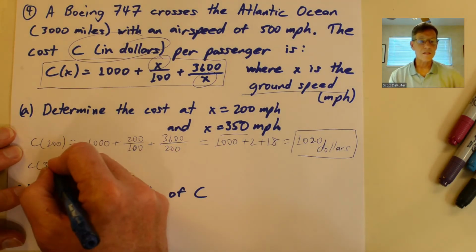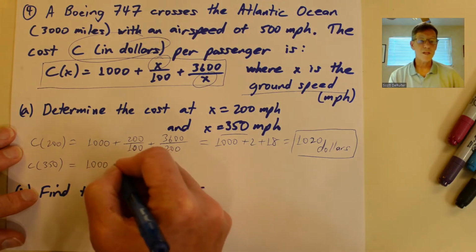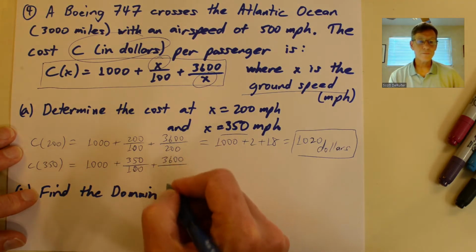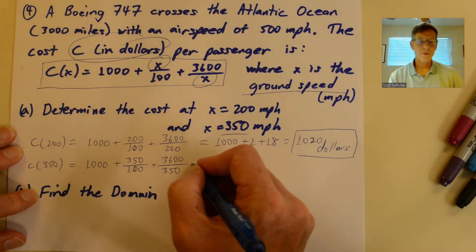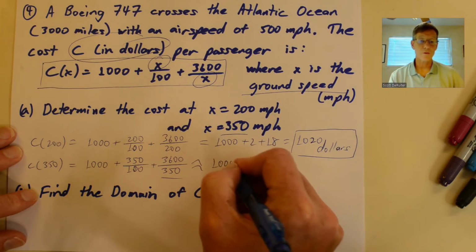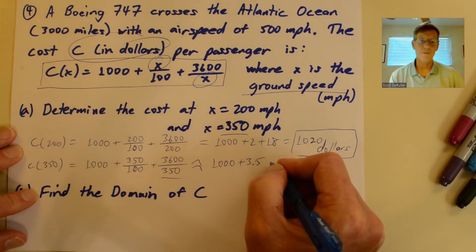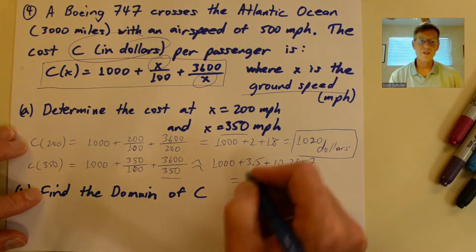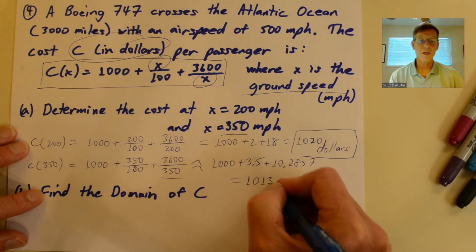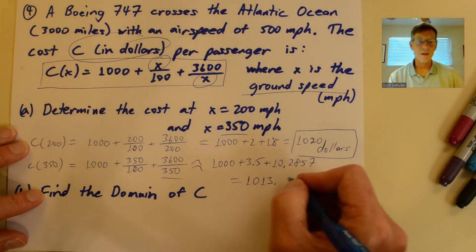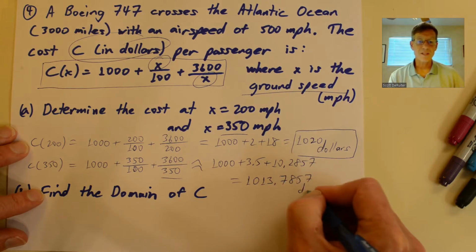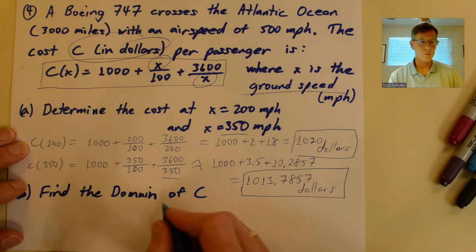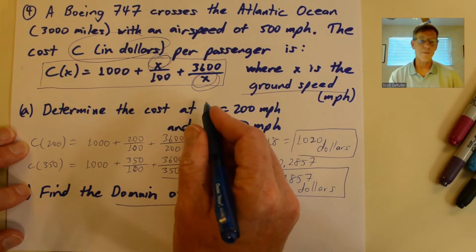And then if we speed things up, plug in 350 for x, divide, and we have to do an approximation here because 3,600 by 350 isn't going to come out as an integer. We come up with a decimal approximation and then do some addition, and we get 1,013.7857. It looks like the cost has decreased a little bit when we go from 200 miles per hour to 350 miles per hour. So keep that in mind.